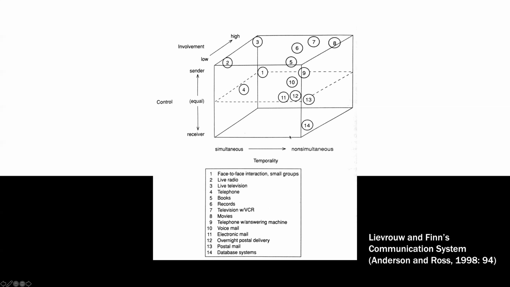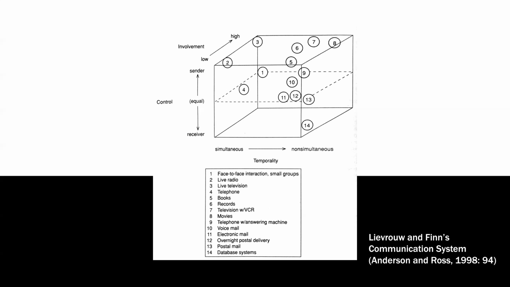For example, in the face-to-face interaction, it is a simultaneous temporality, and high involvement for both the sender and the receiver, and it is an equal control for both the sender and receiver. Okay, for the movies at the back here, for the temporality, it is non-simultaneous with high involvement for the sender, which is controlled by the sender.